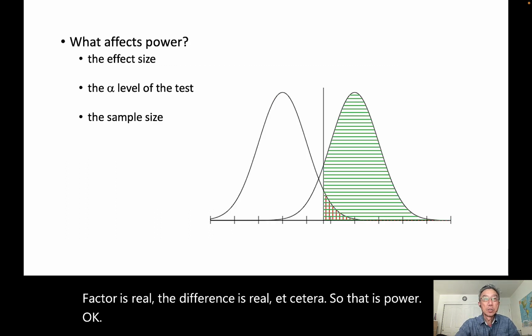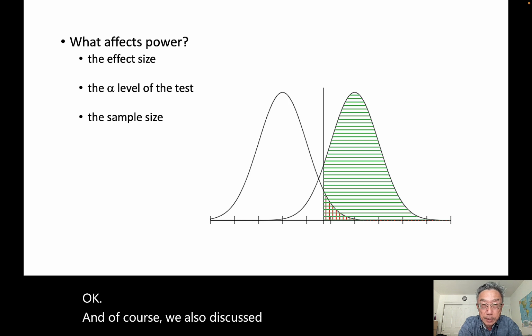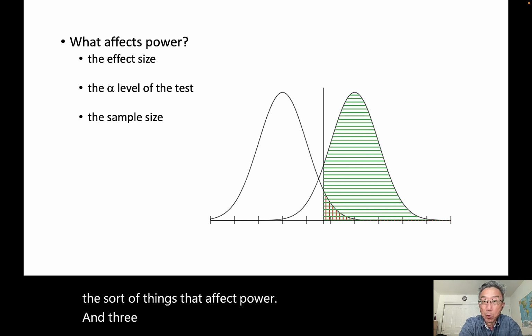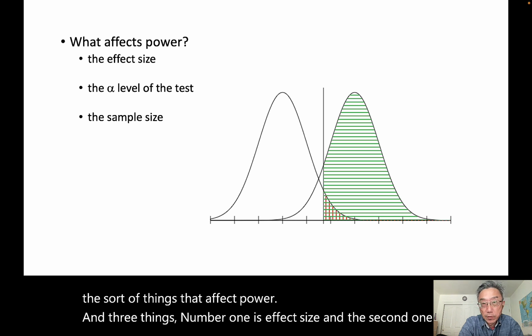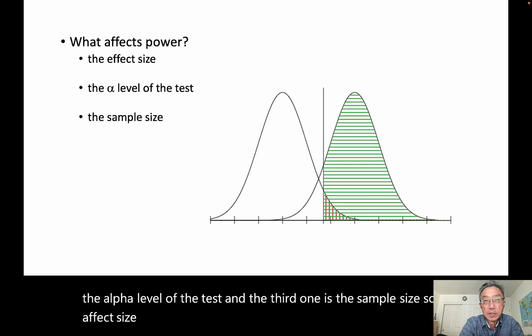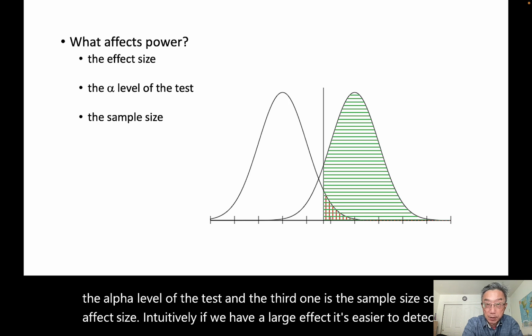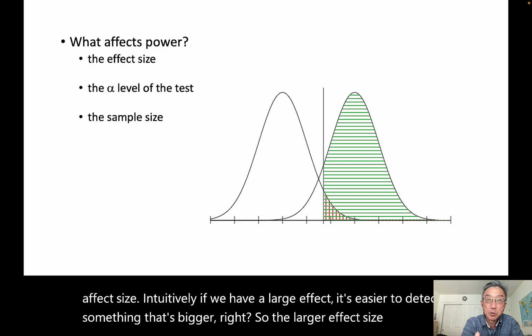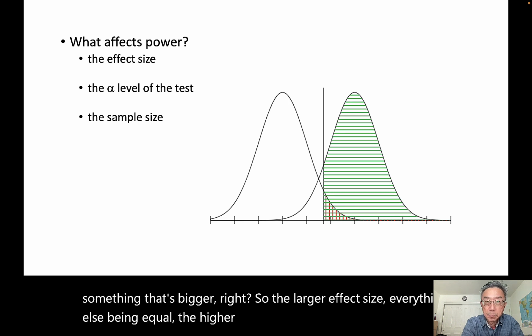And of course, we have also talked about what things affect power. Three things. Number one is effect size. The second one is the alpha level of the test. And the third one is the sample size. So effect size, intuitively, if we have a large effect, it's easier to detect something that's bigger, right? So the larger the effect size, everything else being equal, the higher the power.